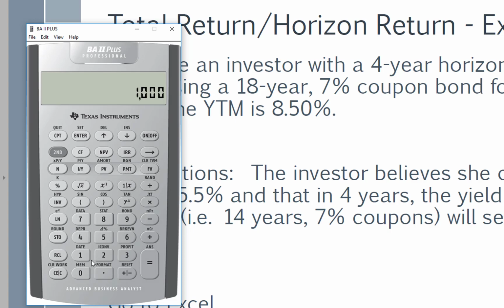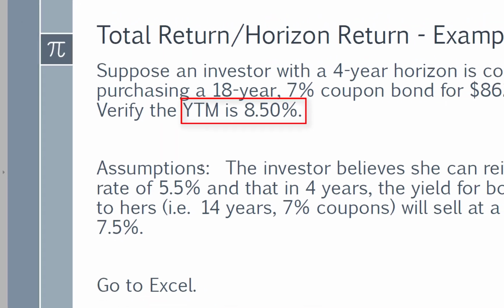We got a $1,000 future value. The price is $862.97 with a negative sign. And so if we compute the periodic rate, we've got 4.25 every 6 months. So when we multiply that times 2, we would get a yield of maturity of 8.5%. So indeed, we do have the yield of maturity of 8.5.